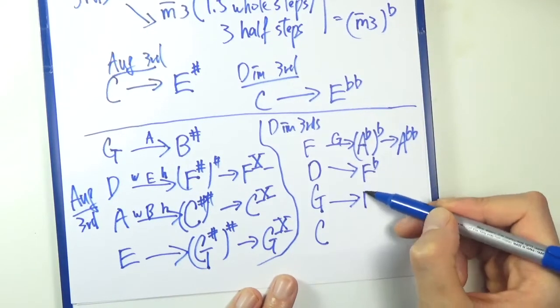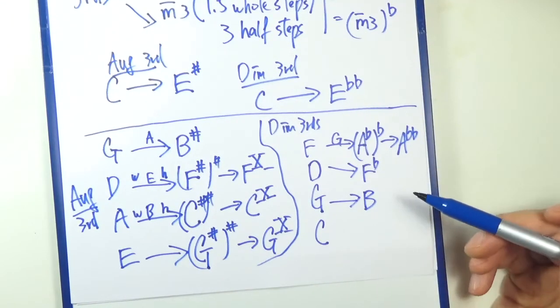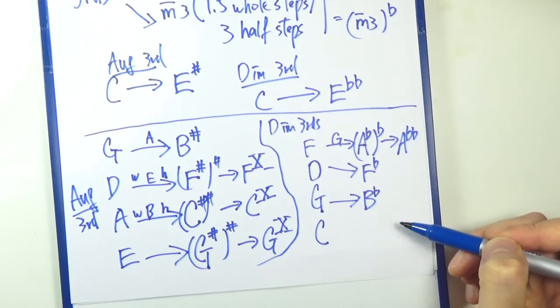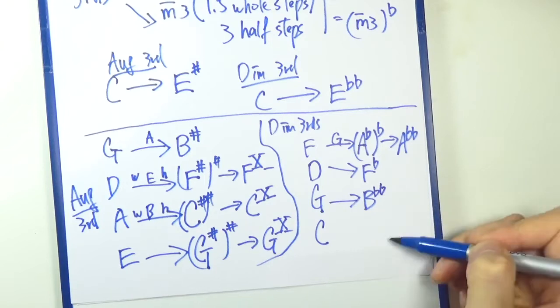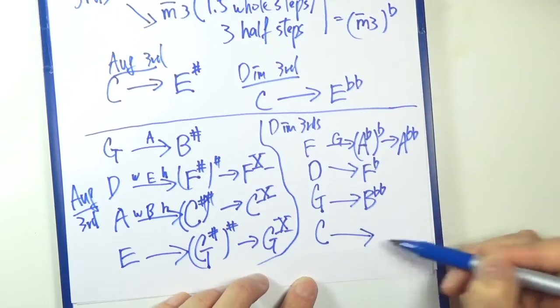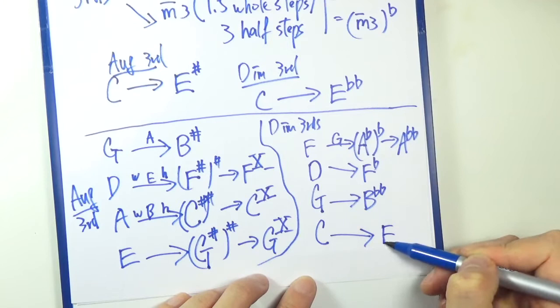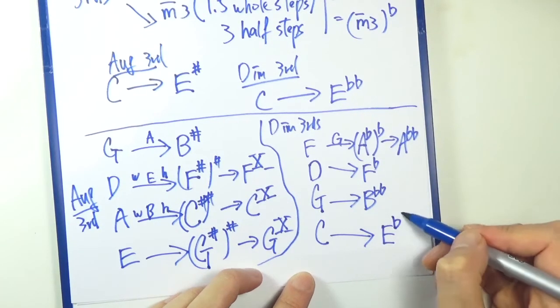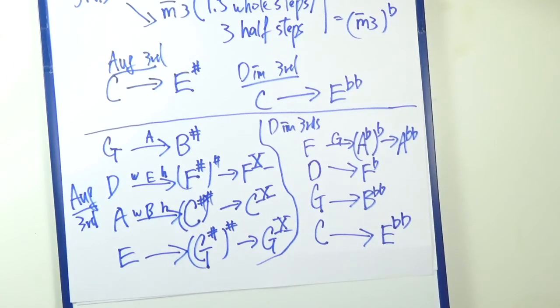G to B, that should be a major third. Okay, one flat, that should be a minor third. Another flat, diminished third, all right? C, D, E, a major third. Put one flat, that should become a minor third. Another flat, that should be a diminished third.